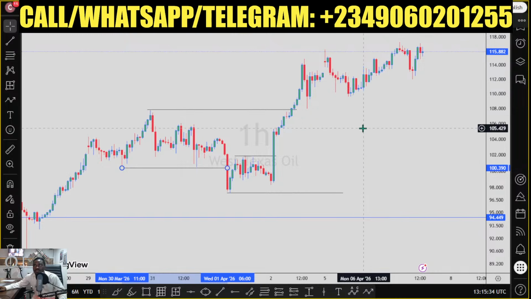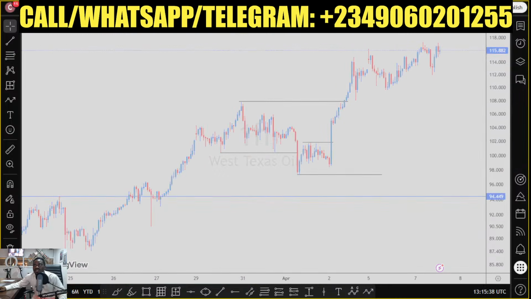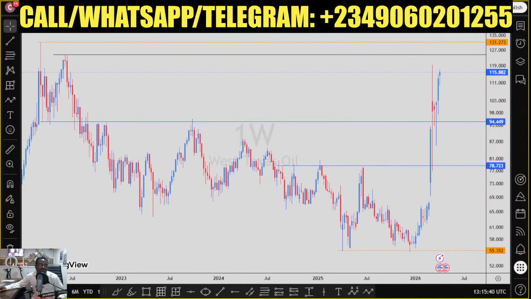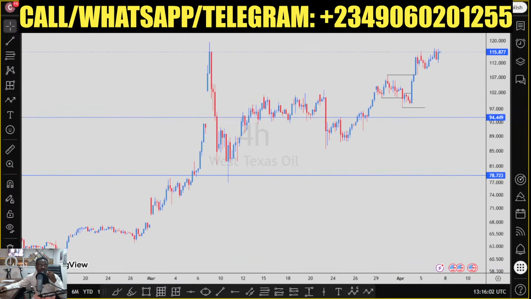to the upside. Now don't forget, on the weekly chart we are bullish. On the weekly chart we are what? We are bullish. Let's check the day chart. On the day chart we are what? We are bullish. On the day chart we are bullish. On the 4-hour chart, we should be looking out for a possible bullish setup.